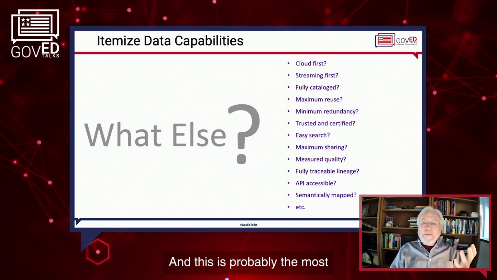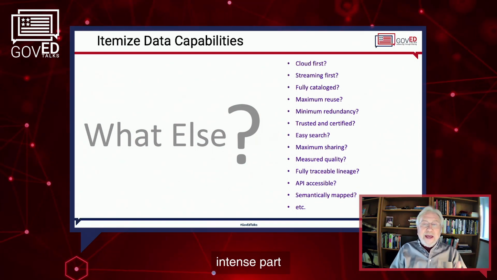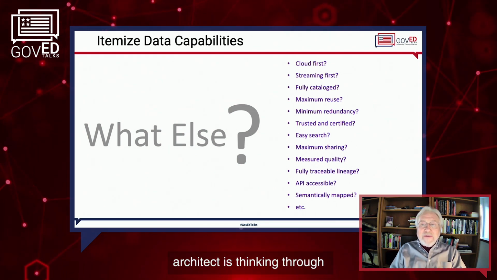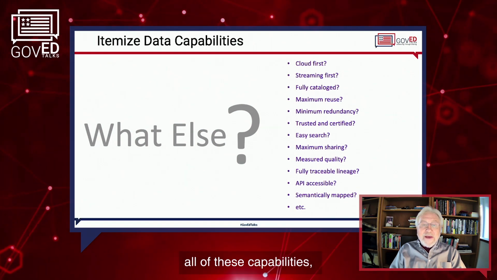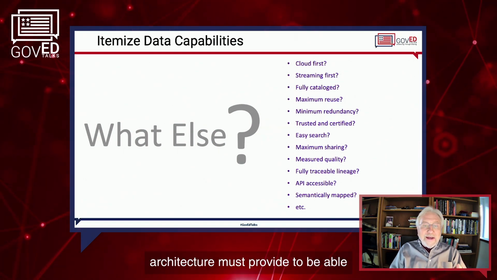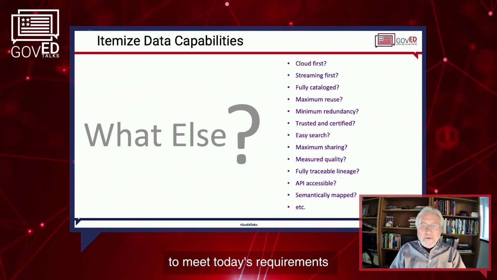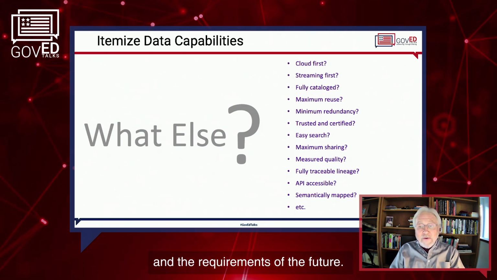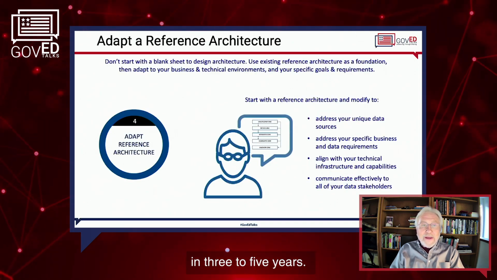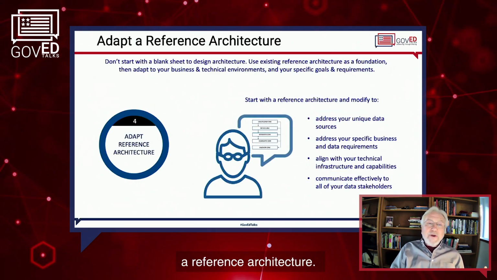And this is probably the most intense part of being a good data architect, is thinking through all of these capabilities, all of these features that an architecture must provide to be able to meet today's requirements and the requirements of the future, so we're not back rethinking architecture in 3 to 5 years. Then you can adapt a reference architecture.